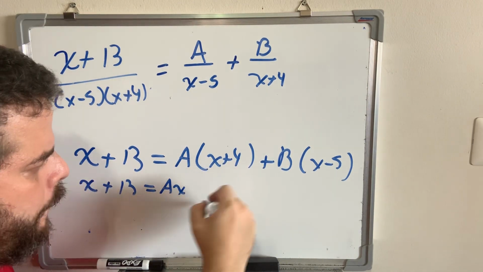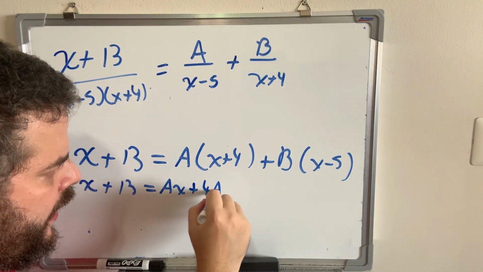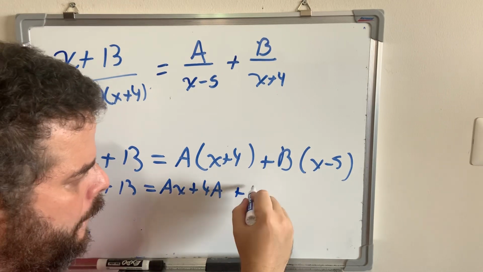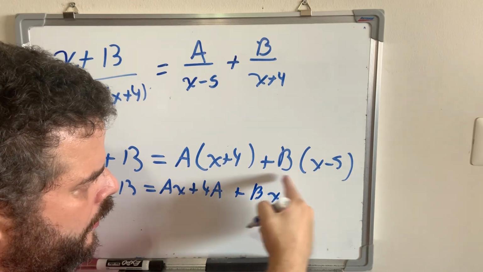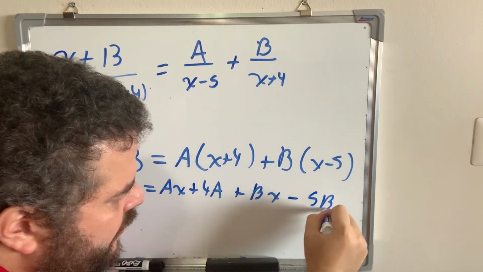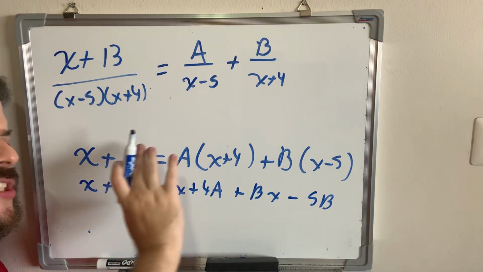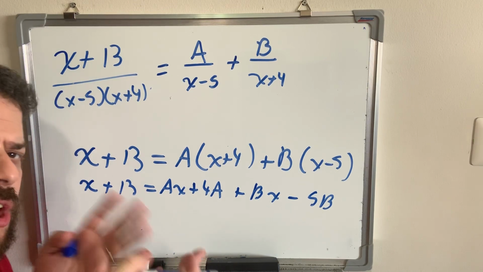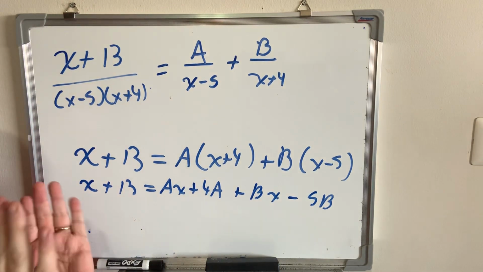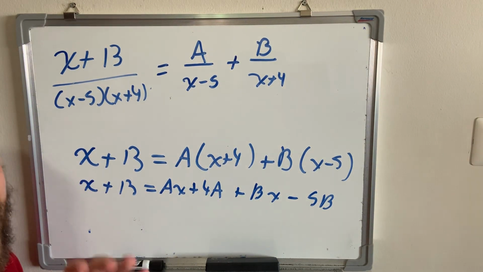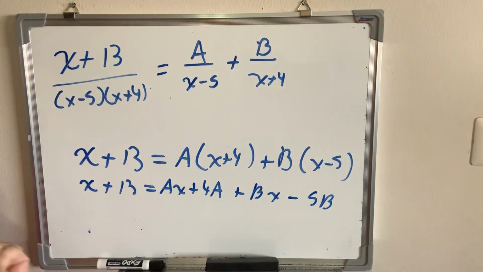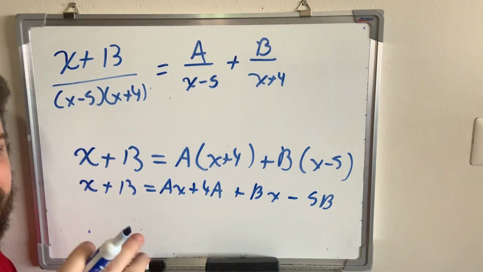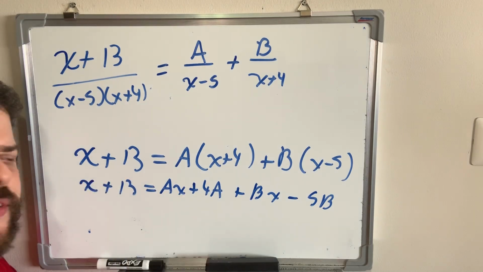ax plus 4a, and here I'm going to have bx minus 5b. After you distribute your values, we're going to start grouping. Everything that has an x squared, you're going to put it on one side. Everything that has an x, you're going to put it somewhere else. Everything that has a number, you're going to put it at the end. And I recommend you put it in decreasing order.